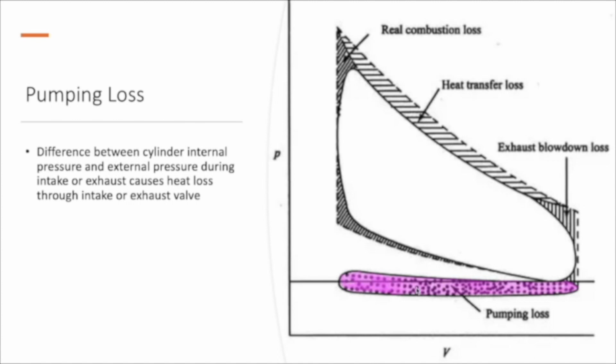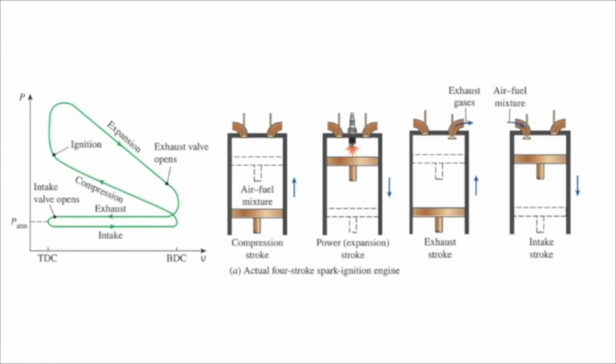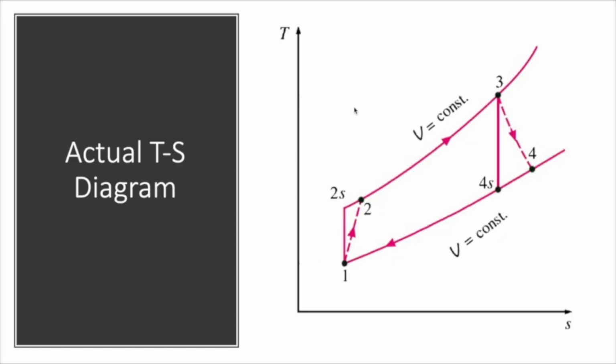So this pink shaded area is lost due to the pumping. So we started this graph. If the loss area is erased, it is very similar to the textbook PV diagram. For the round corners, the valve does not open and close instantaneously, so the loss on that part makes the corners round. An actual engine cylinder has a spark ignition tool and valves which let air in and out of the cylinder.